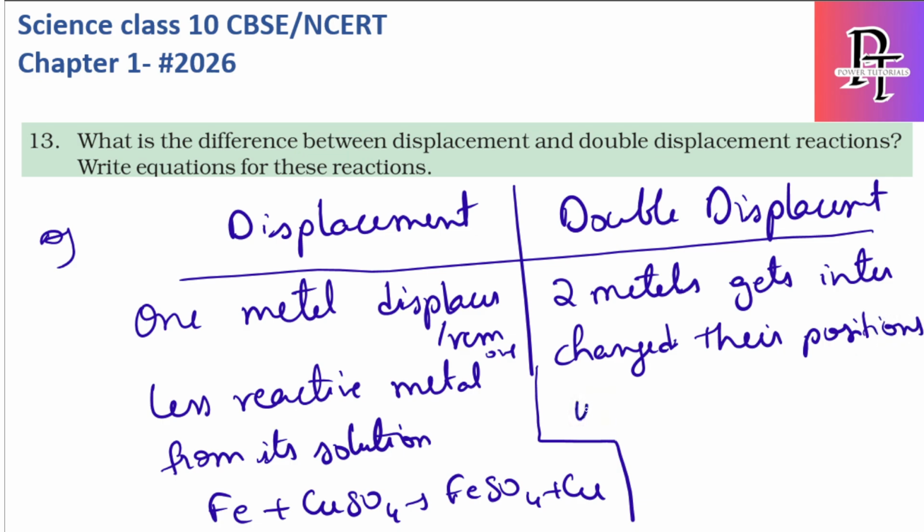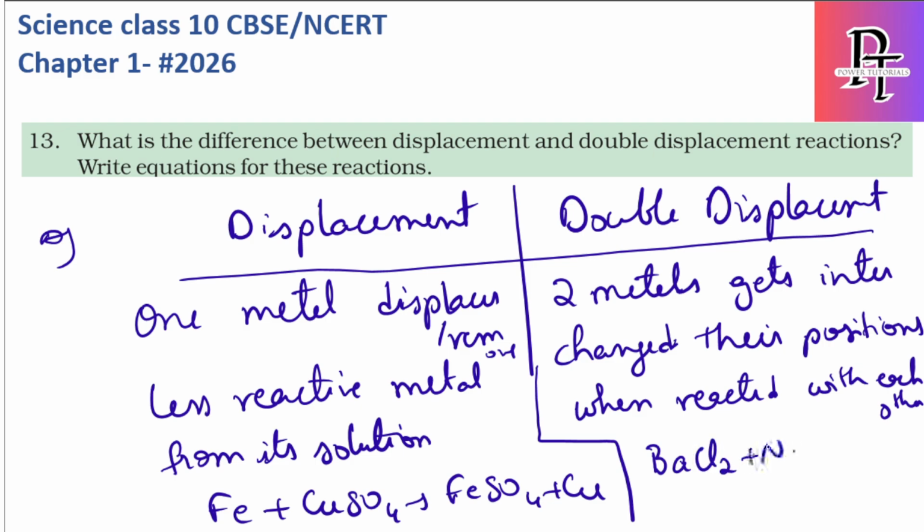When reacted with each other. The best example is BaCl2 plus Na2SO4 gives rise to BaSO4 and 2NaCl. This is a standard equation for a precipitate reaction as well.